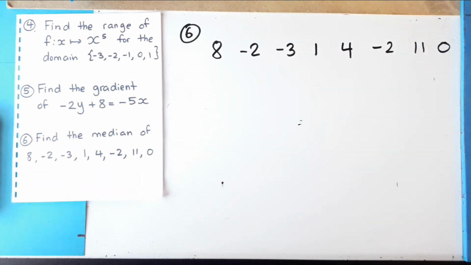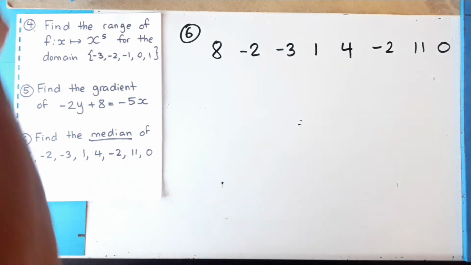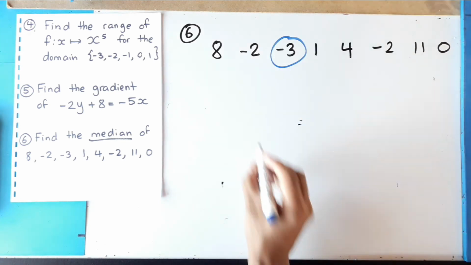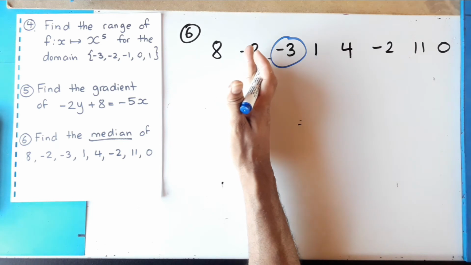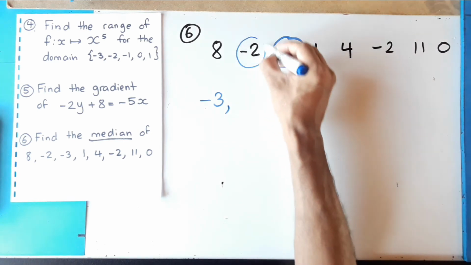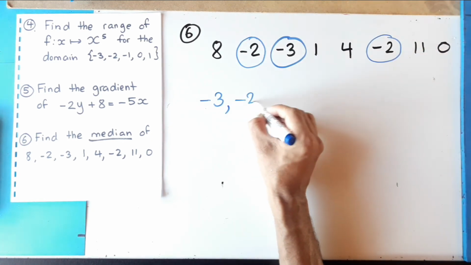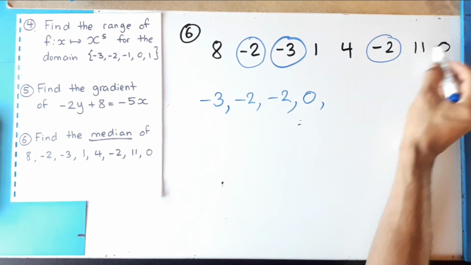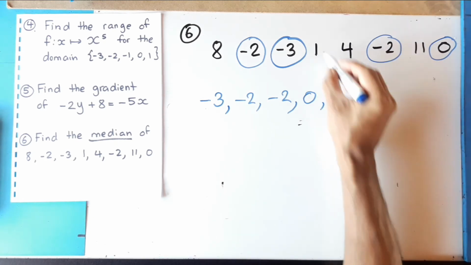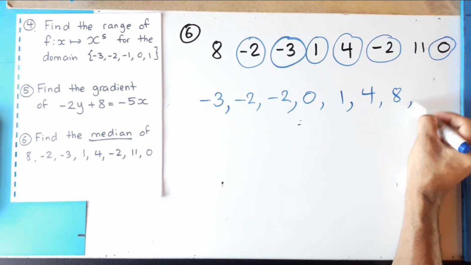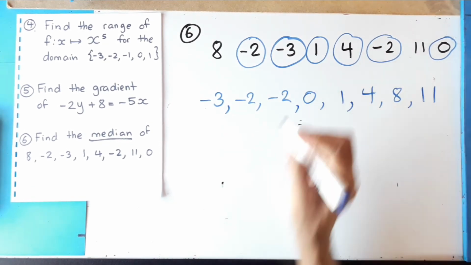First things first. Whenever you have a median question, you have to arrange the numbers from smallest to largest. So let's find the smallest number here. Minus 3, I think, is the smallest number. Remember, the more negative it is, the smaller it is. What's the next smallest number? Minus 2, and the next minus 2. After that, 0, 1, 4, 8, and then 11. So we have arranged the numbers from smallest to largest.